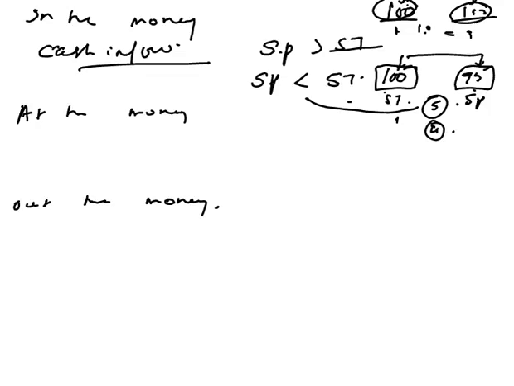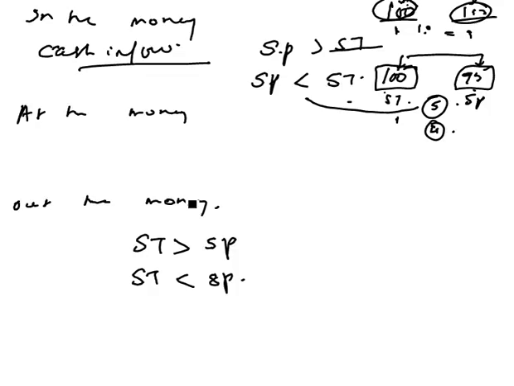Now let's see about the out of the money option. An out of the money option is the opposite of an in the money option. The option holder will not exercise the option when it is out of the money. So a call option is out of the money when the strike price is greater than the spot price, and for a put option, when the strike price is less than the spot price.